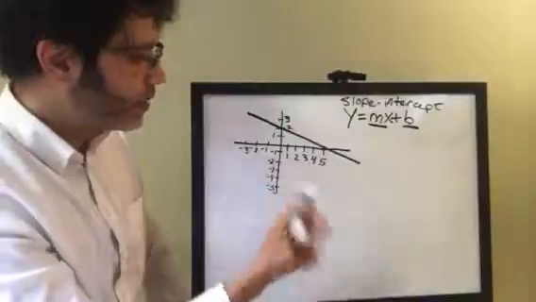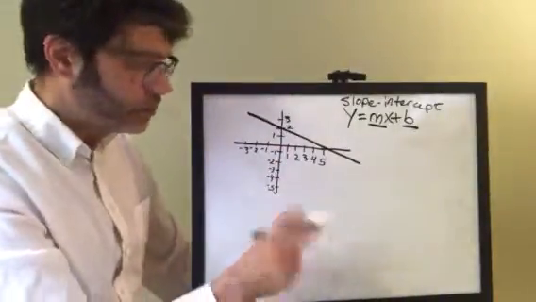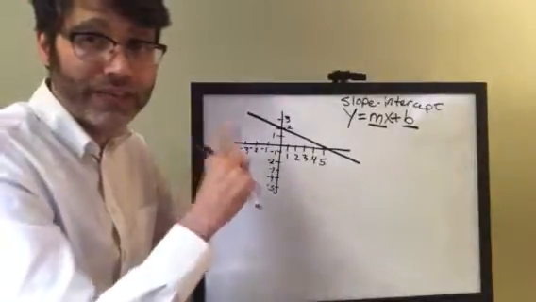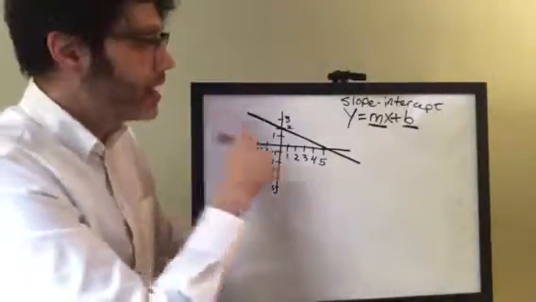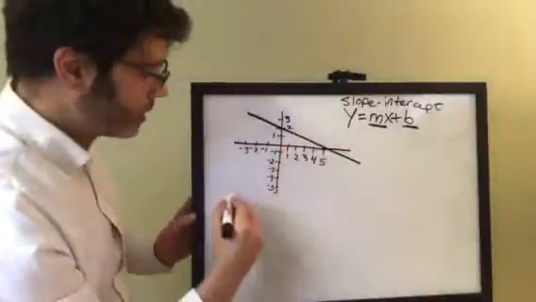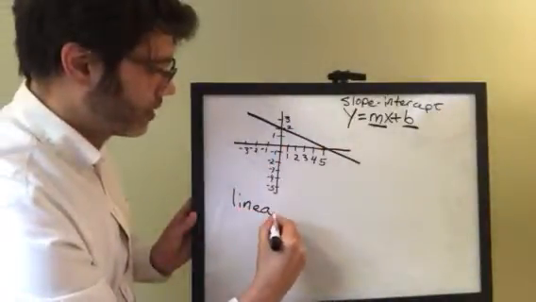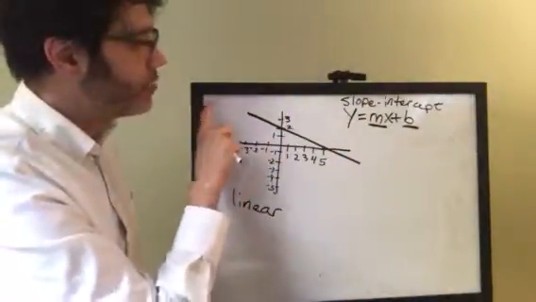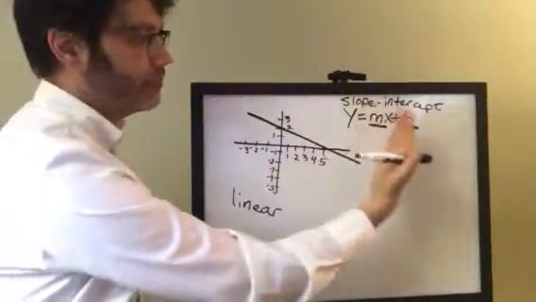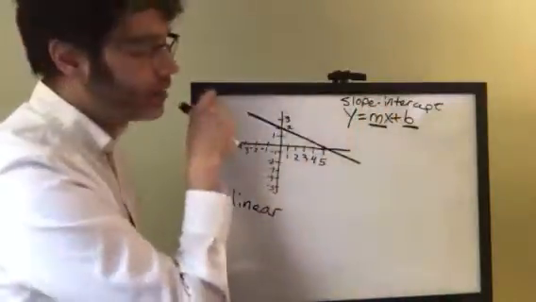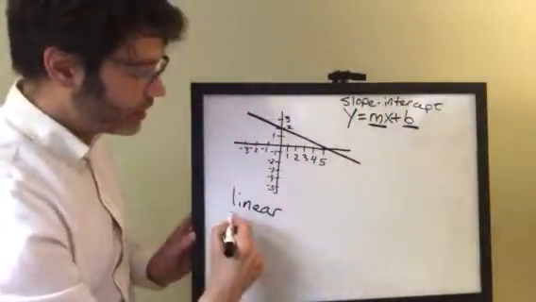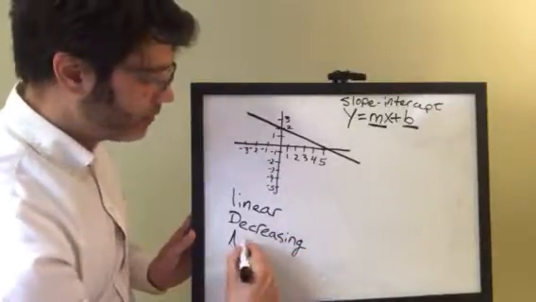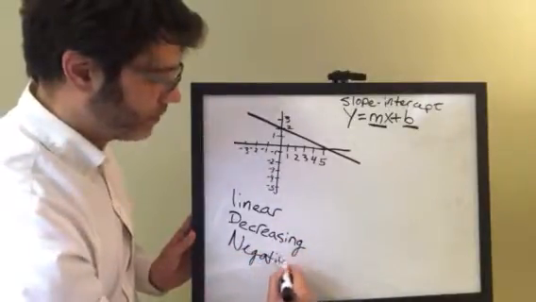Okay? So here we go, we have a line. Right off the bat, we should know a couple vocabulary words about what this line is doing. It's a straight line, so we can call it linear. If we're reading this line from left to right like we're reading a book, do you see that it goes down? Since it goes down, it's decreasing. Decreasing lines always have negative slopes, all right?